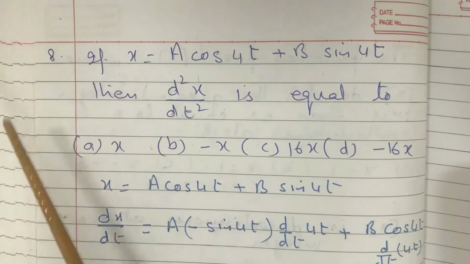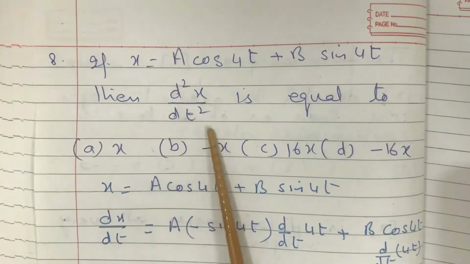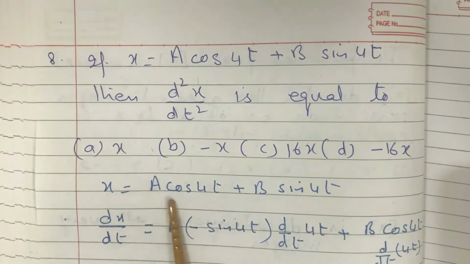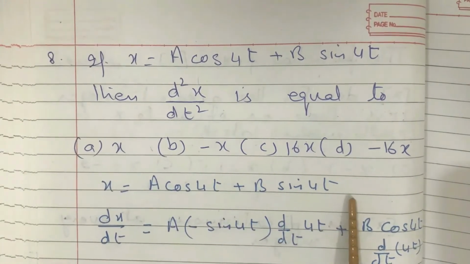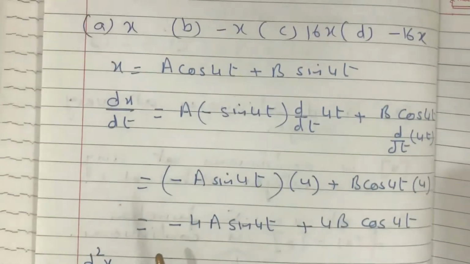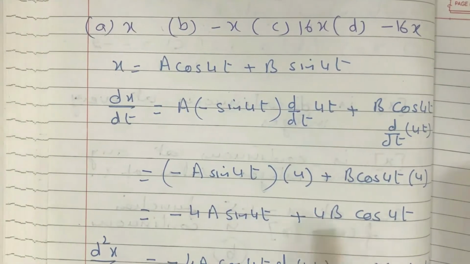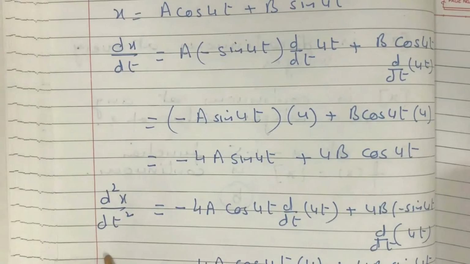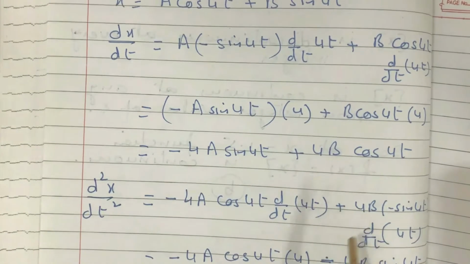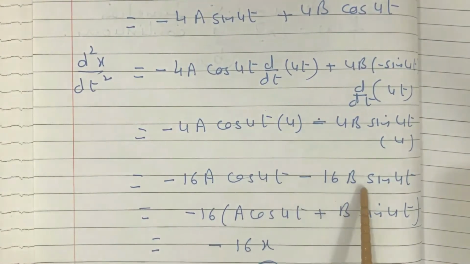Now the 8th question is: if x is equal to a cos 4t plus b sin 4t, then d square x upon dt square is equal to, there are 4 options. Now x is given as a cos 4t plus b sin 4t. First find dx by dt. You all know how to find it. Then you will have minus 4a sin 4t plus 4b cos 4t. Find d square x upon dt square. It means you have to differentiate this with respect to t. You all know how to differentiate it, and after differentiating this, you will get minus 16a cos 4t minus 16b sin 4t.